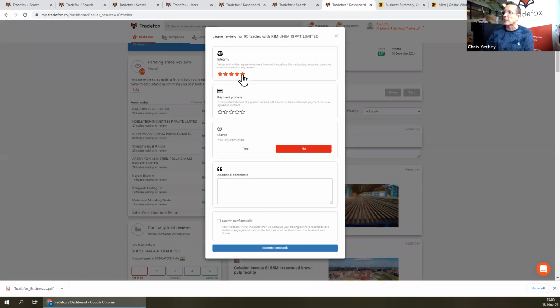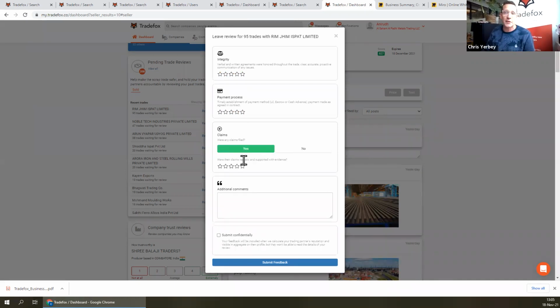Integrity, verbal and written commitments, how do you rate them? Payment process, do they pay rapidly on time, or have there been some problems in the past? Were there claims, yes or no? If yes, how do you feel that they handled that claims process? Any additional comments that you want to put in for us to know about? And then really importantly, if you ever want to submit feedback and you don't want the public or also this other company to know about it, you just click this box right here, submit confidentially. Only we keep that information. We know that you submitted it, but the other party doesn't realize that you've given the feedback.